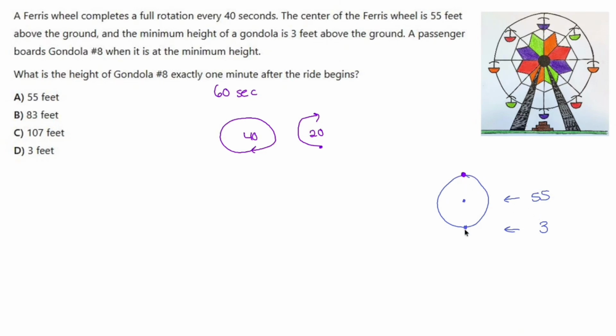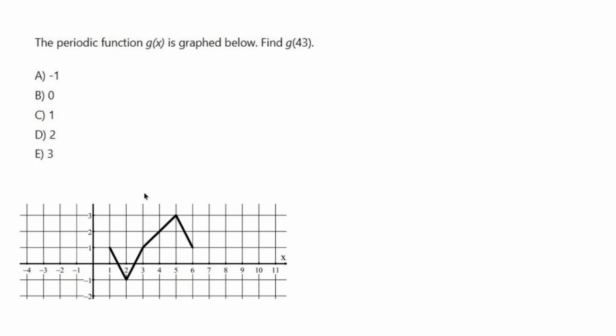Well, between the center and the very bottom, we're looking at a difference of 55 minus 3, which is 52. So up here is going to also be a difference of 52. And 55 plus 52 is 107. So the maximum height of this Ferris wheel is where you're going to be after 60 seconds, and that's going to be at 107 feet.